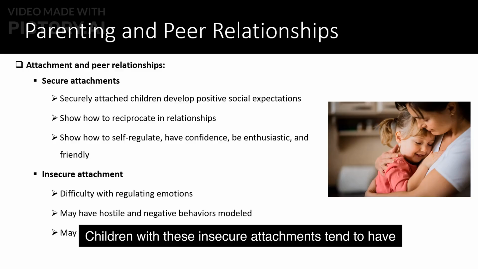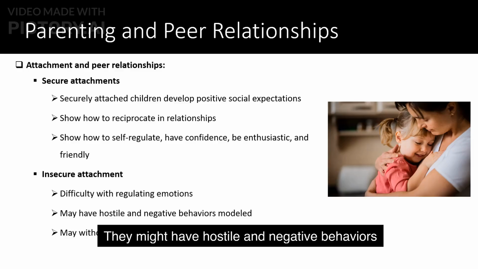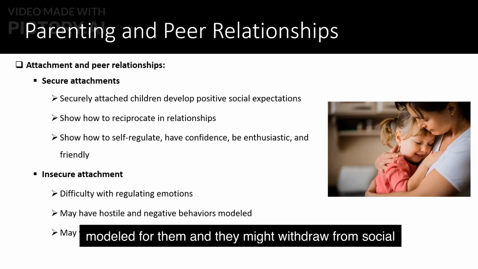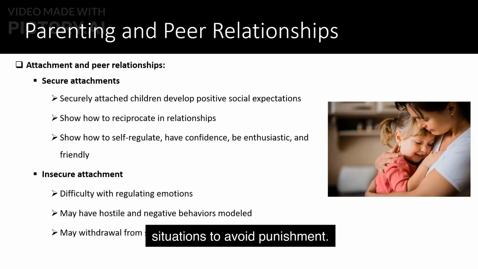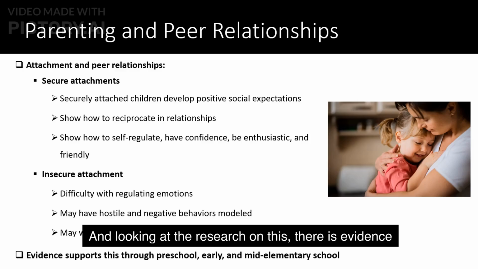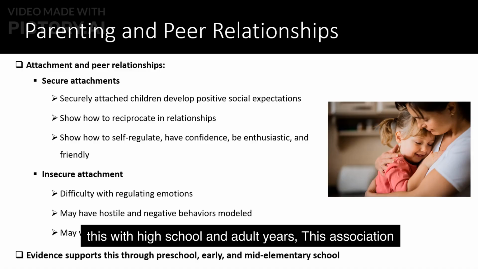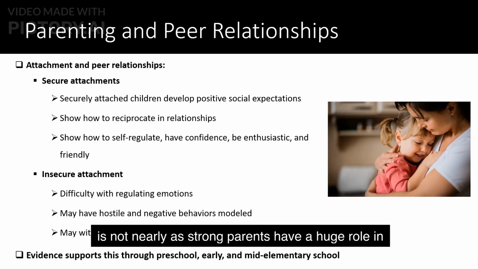Looking at insecure attachments, children with these insecure attachments tend to have difficulty with regulating these emotions. They might have hostile and negative behaviors modeled for them, and they might withdraw from social situations to avoid punishment. And looking at the research on this, there is evidence that supports these relationships in this way through preschool, early, and mid-elementary school. But after this, with high school and adult years, this association is not nearly as strong.